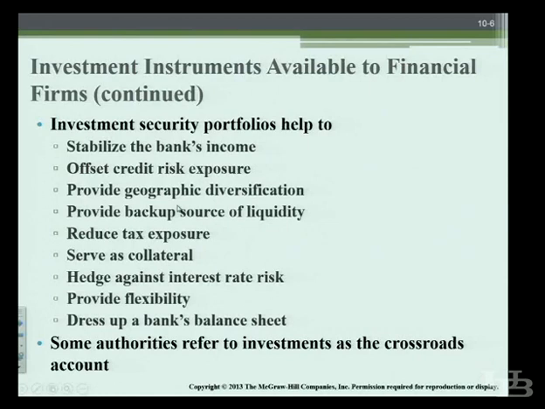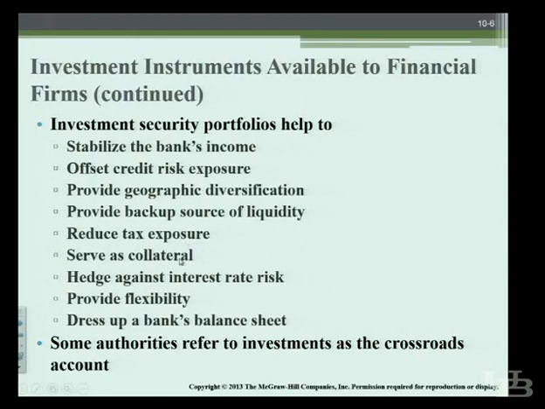They also provide geographic diversification. A bank does not have to be an international bank to invest in international securities. But a bank must be an international bank if they want to give out loans in other countries. It is a source of liquidity, which allows them to liquidate the securities in the event they need cash. We will talk about how they reduce tax exposure when we go through the problem at the end of the chapter. They also provide collateral.